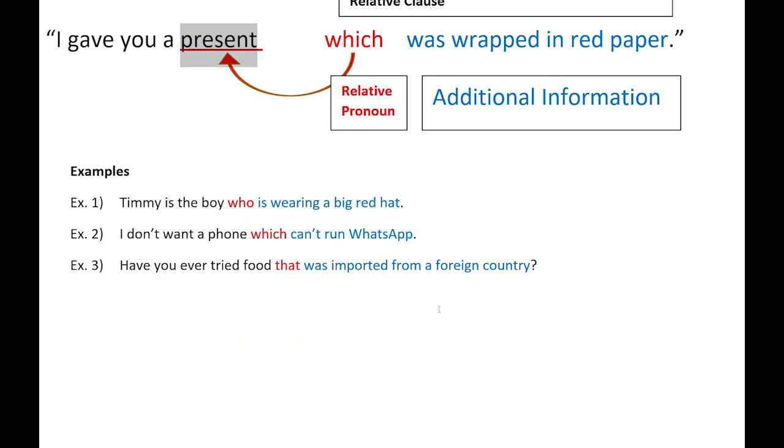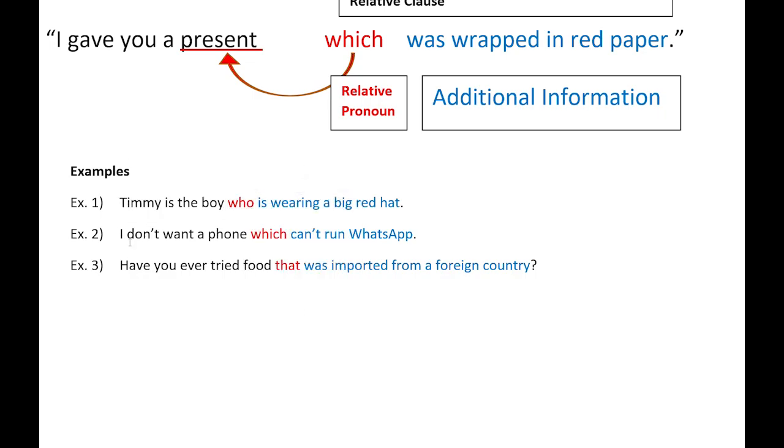A couple of other examples are, for example, Timmy is the boy who is wearing a big red hat. So you would easily know it's Timmy because he's the boy who is wearing a big red hat. Okay, we're using the relative pronoun who because the boy, or Timmy, is a person. And for people, we use who.